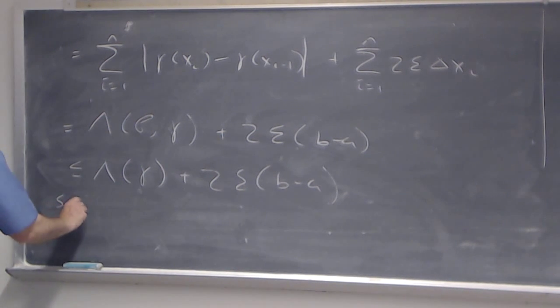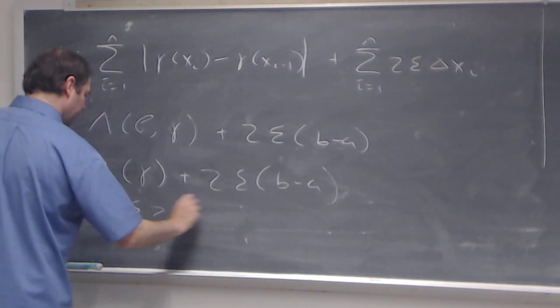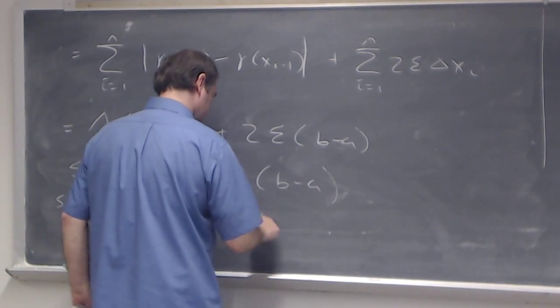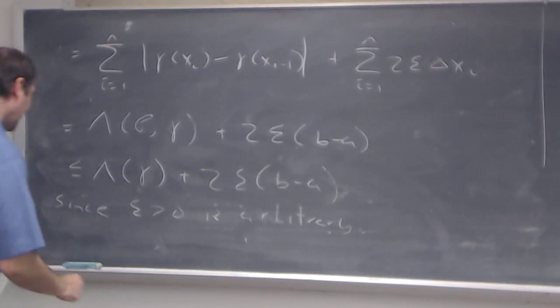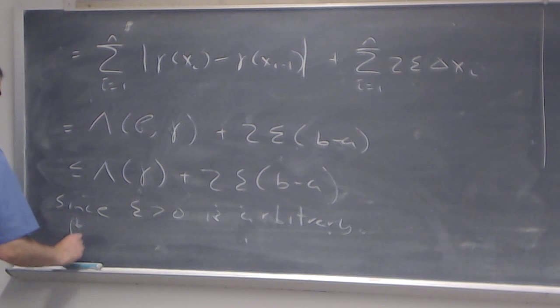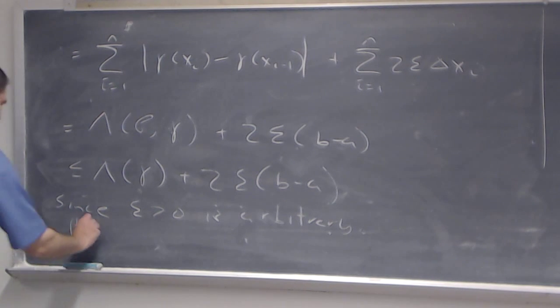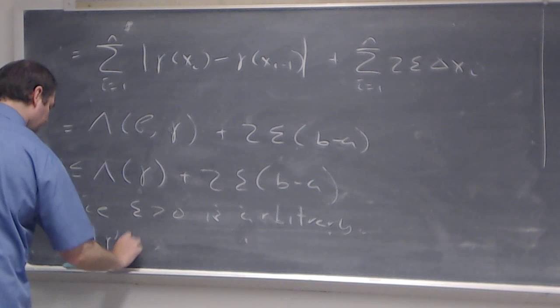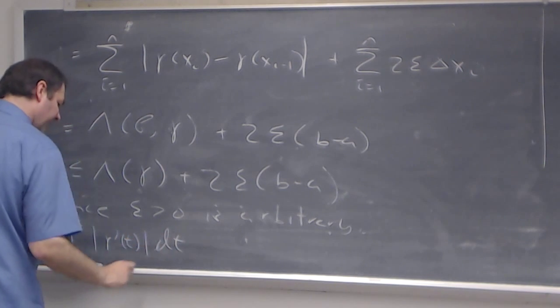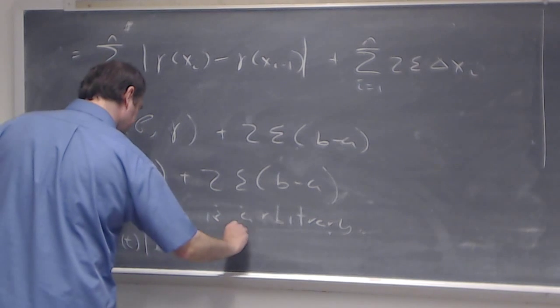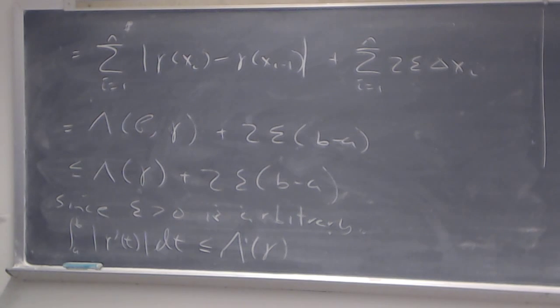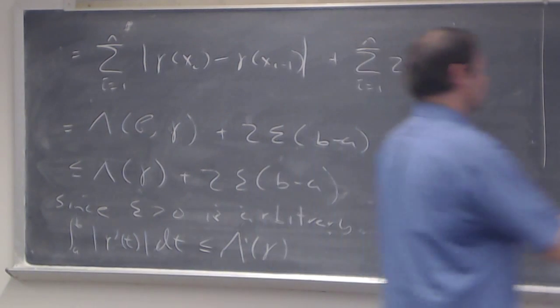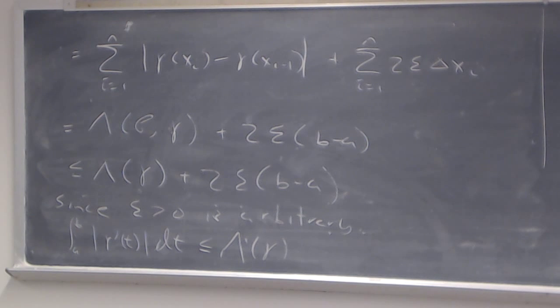So since epsilon greater than 0 is arbitrary, then what we have is that the integral from a to b of the norm of gamma prime of t dt is going to be less than or equal to this length of gamma. So we have both inequalities we were looking for.